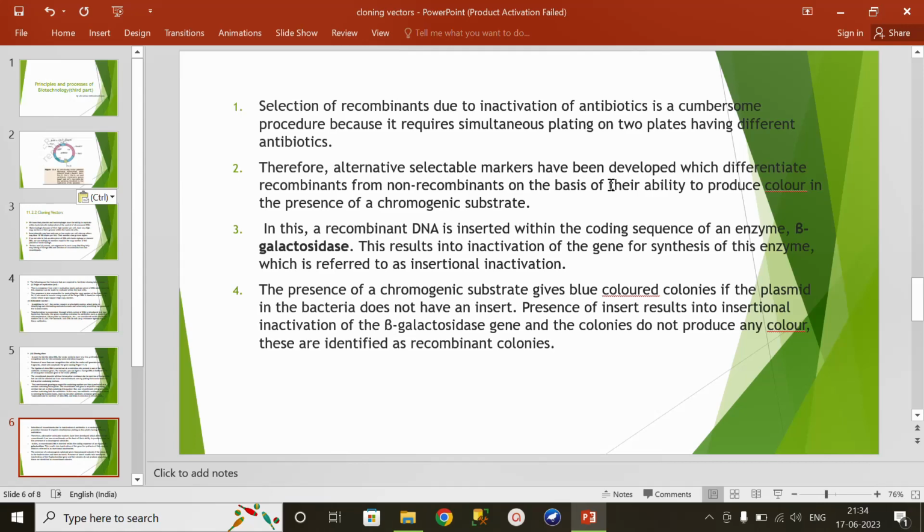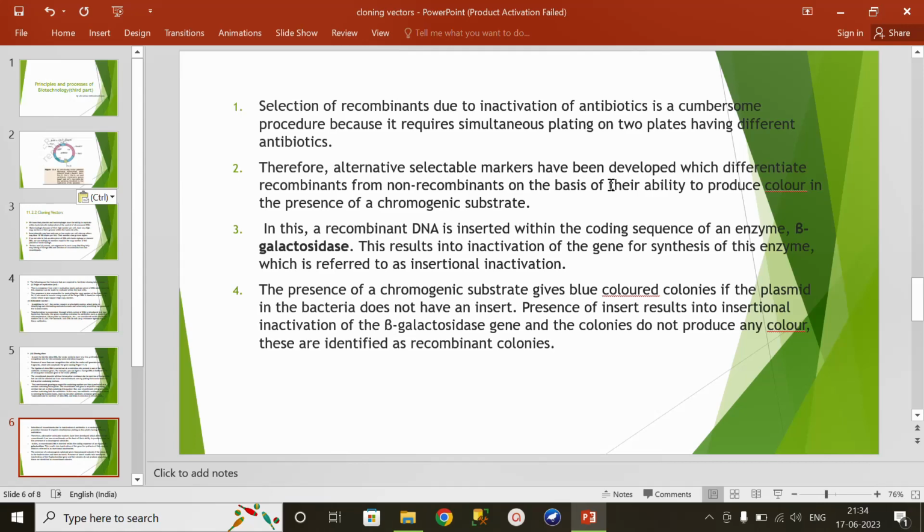Chromogenic substrate. In these recombinants, DNA insertion within the coding sequence of the enzyme beta galactosidase results in inactivation of the gene for the synthesis of the enzyme, which is referred to as insertional inactivation. Again, insertional inactivation is nothing but inactivation due to insertion of foreign DNA.